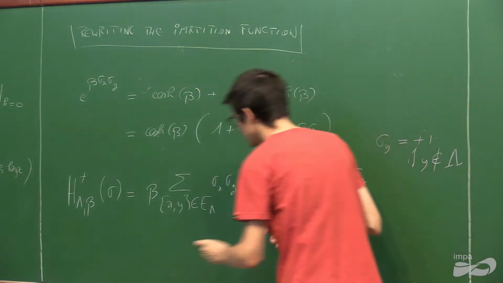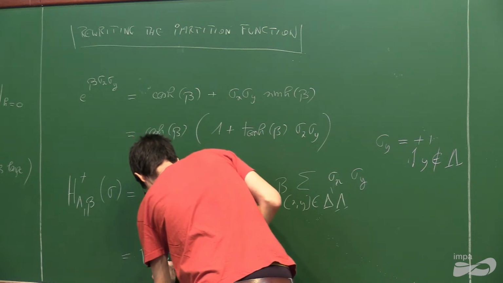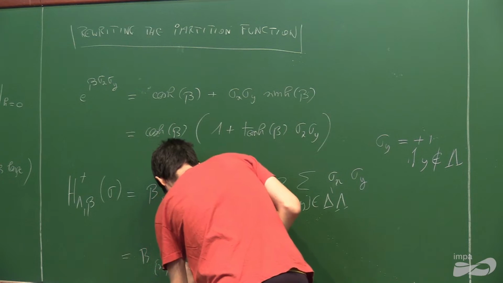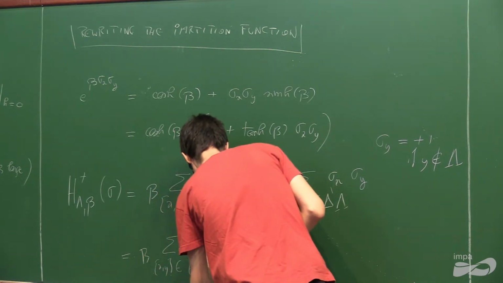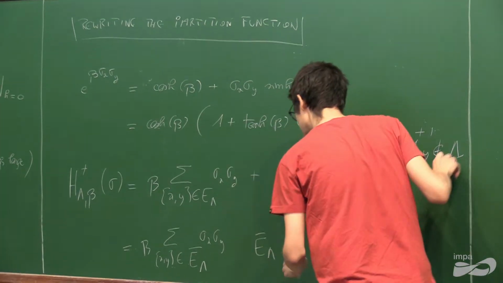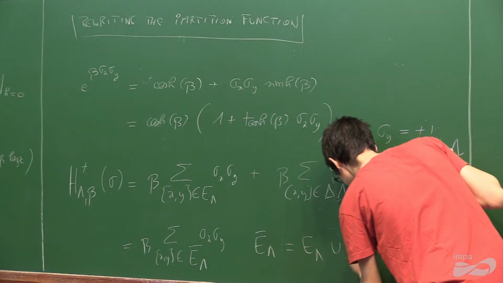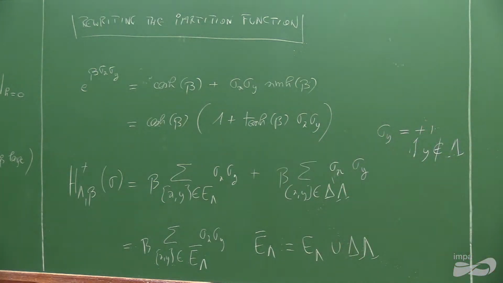So this thing, I will just write it as beta times the sum over x, y in E lambda of sigma x, sigma y, where E lambda is equal to the set of edges inside the box and the set of boundary edges, the union of edges inside the box and boundary edges. Okay, so far so good.